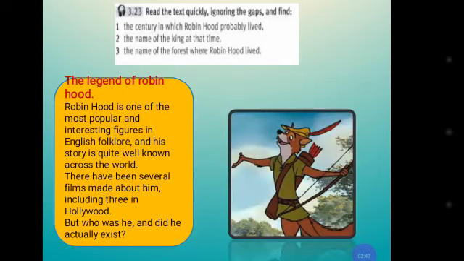Exercise 2. Read the text quickly, ignoring the gaps, and find 1. The century in which Robin Hood probably lived. 2. The name of the king at that time. 3. The name of the forest where Robin Hood lived.